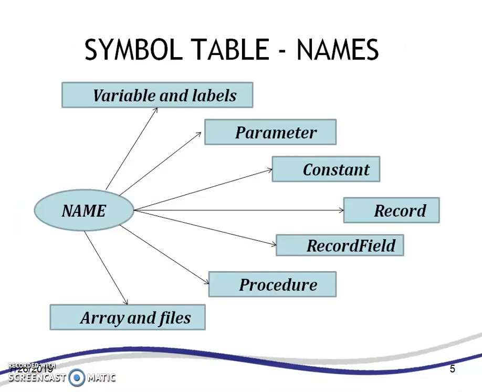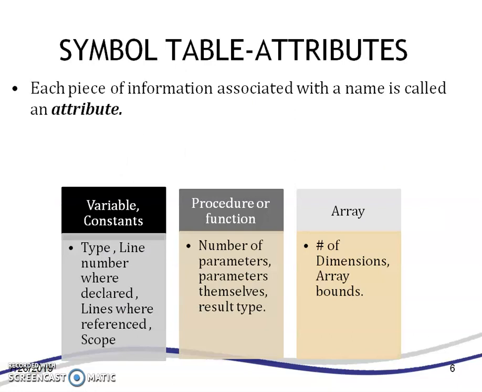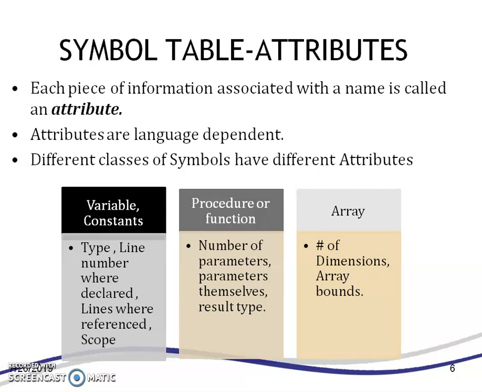What exactly are names? A name may be a variable and a label. It may be a parameter, a constant, a record field, a procedure, an array and a file name. Now, as we have various categories of names, the information that we have to store about each name is categorized as follows. Each piece of information associated with a name is called an attribute.